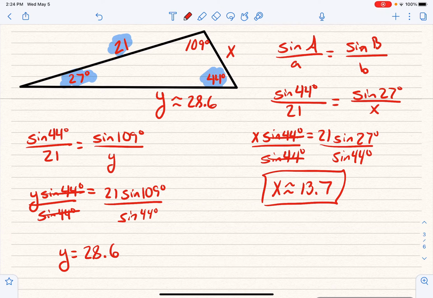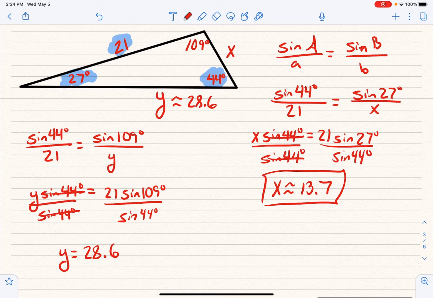Even though the 109 degrees is way bigger than the 44 degrees, if you look at the length of this side and go, okay, this one is supposed to be 21, this other one, yeah, it would make sense that it's not going to be like double, you know, it's not going to be that big. So 28.6 makes sense.